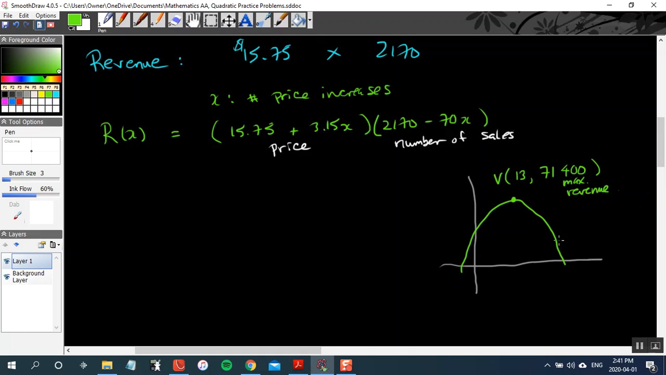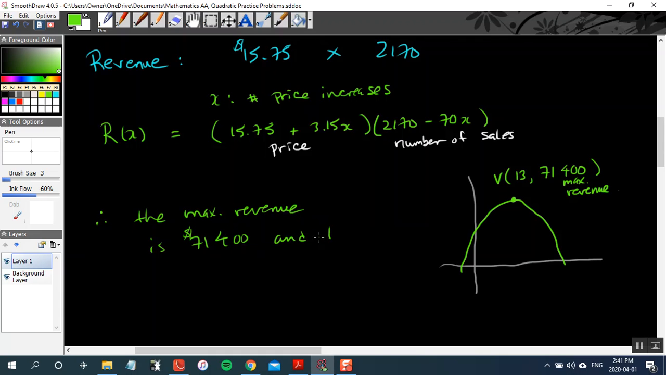So that should be enough work to show. You recognize, you're telling the IB examiner or myself that you used your GDC, you found your vertex, and you know that that Y value is your maximum revenue. So we answer the first part of this question. The max revenue is approximately, we'll just say 71400. That has been rounded to 3 sig figs. If you want to use the exact number, you can use that as well, rounded to the nearest dollar.